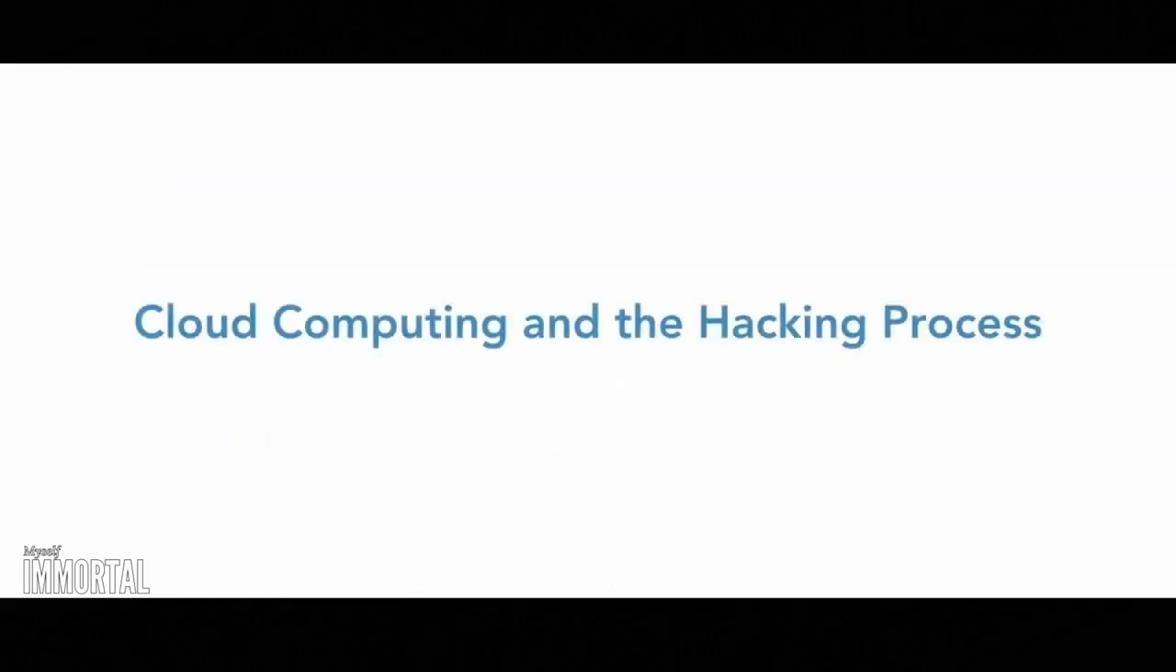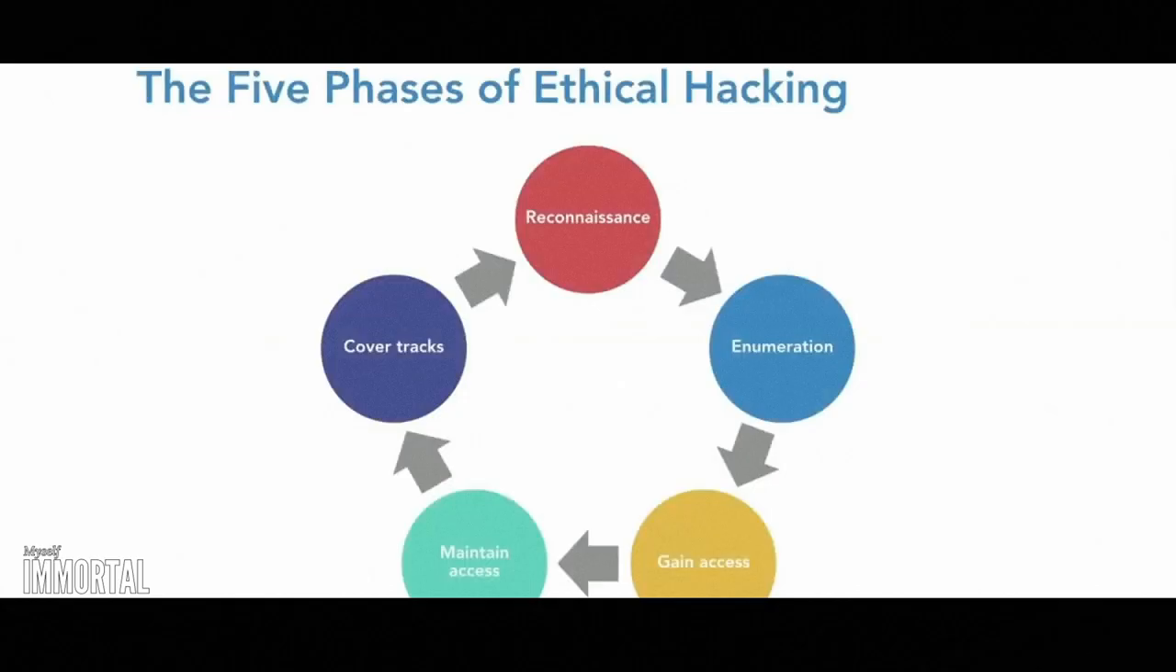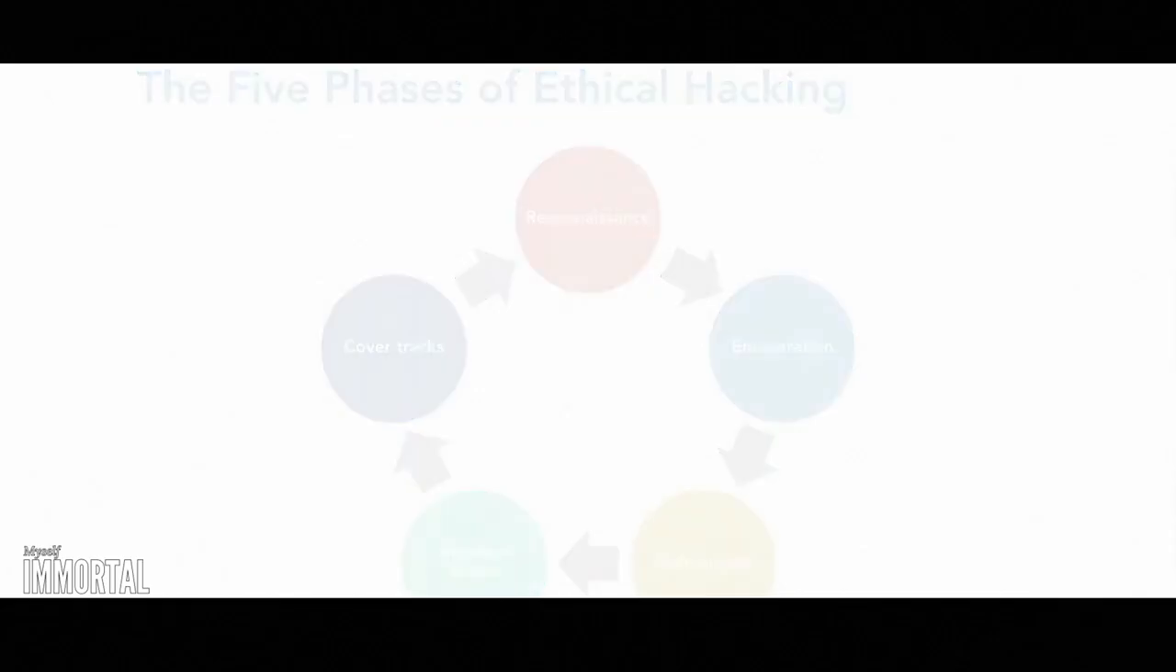Thinking like a malicious user can help IT technicians prevent security breaches against the use of cloud computing. This video focuses on cloud computing and its relationship to the 5 phases of ethical hacking. The 5 phases of ethical hacking begin with reconnaissance, followed by enumeration, followed by gaining access and maintaining access, and the covering of tracks.